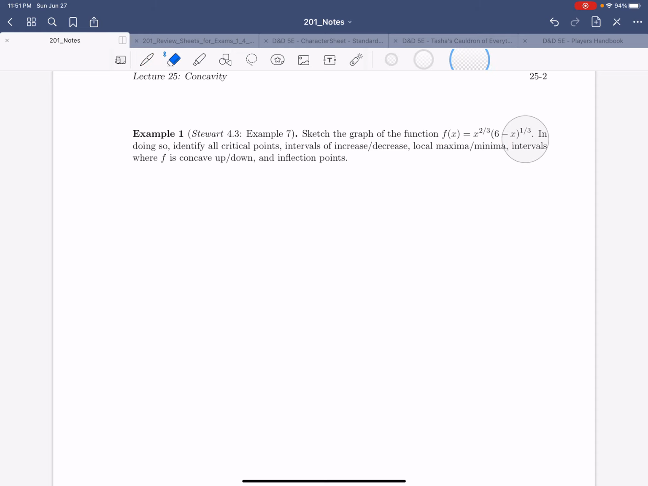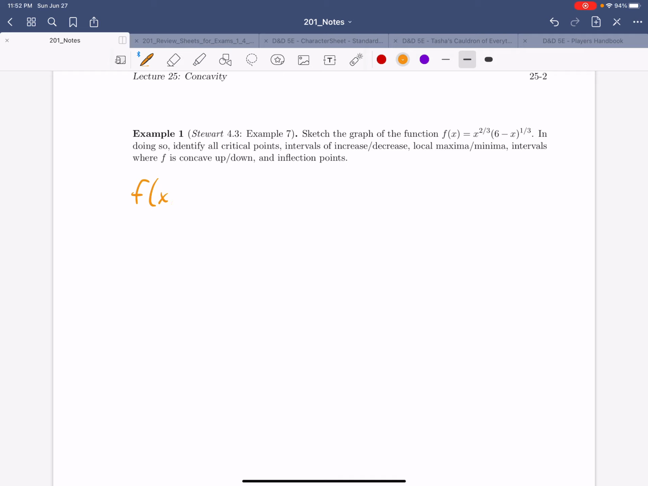The reason they give us that product is so that we can easily identify the zeros of f as being 0 and 6. So that's where we know that the graph touches the x-axis. It's very nice to know that. You might also notice that if we plug in 0, we get 0. So it's nice for them to spell it out for us like that.